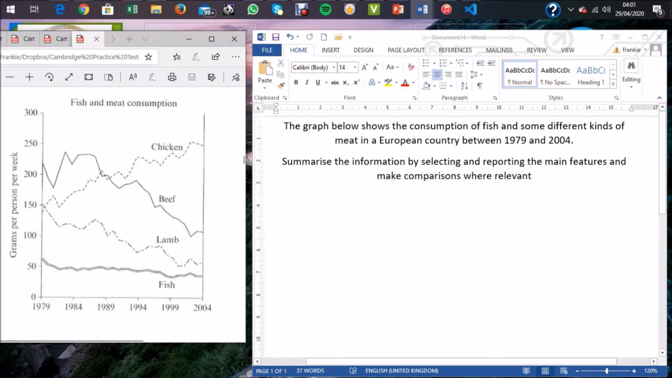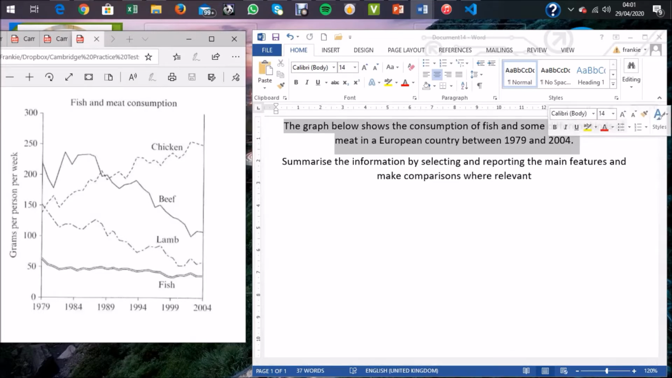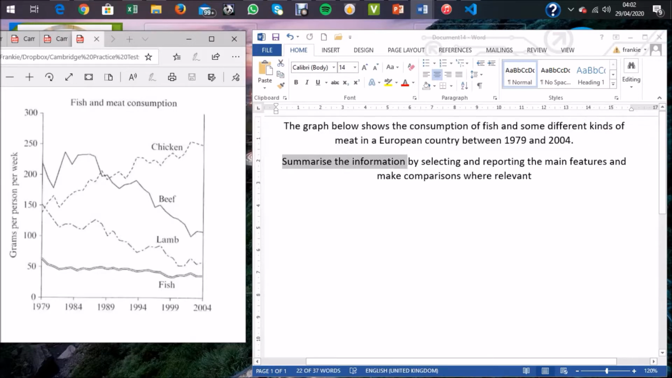The question. The graph below shows the consumption of fish and some different kinds of meat in a European country between 1979 and 2004. Summarize the introduction by selecting and reporting the main features and make comparisons where relevant. First step, guys, making a plan.